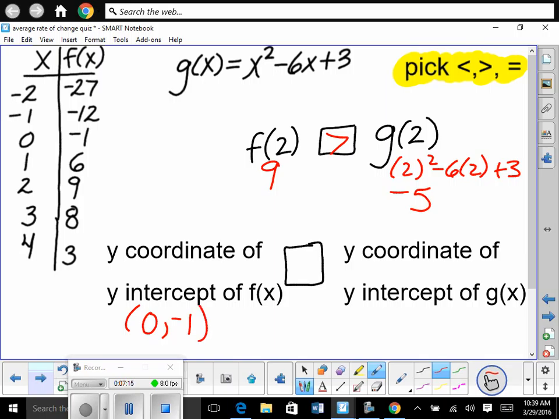And then it says the y-coordinate of the y-intercept. So we'll be focusing in on the y-coordinate, which is negative 1, x comma y. And now we need the y-coordinate of the y-intercept of g of x. How do we find the y-intercept of any function? It's when x is equal to 0. 0 comma what? 0 squared minus 6 times 0. Won't that become 0? 0 plus 3 is 3. We're focusing on the y-coordinate. So which one's larger, negative 1 or 3? Is everybody comfortable with that?